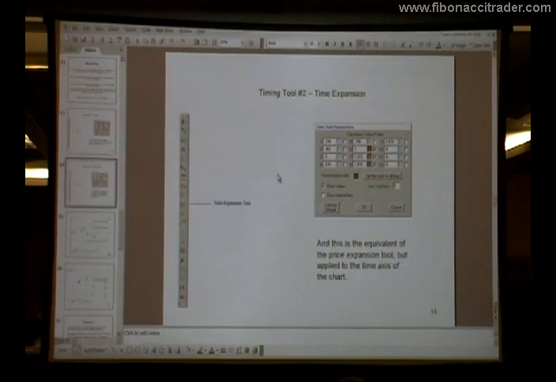Time tool number 2 is time expansion, and this is also something you use, right? Yuri uses the time expansion tool. I use it in a slightly different way. And this one I have set to a value of 1. See, that's the only one I have checked there. And 1.272 and 1.618.